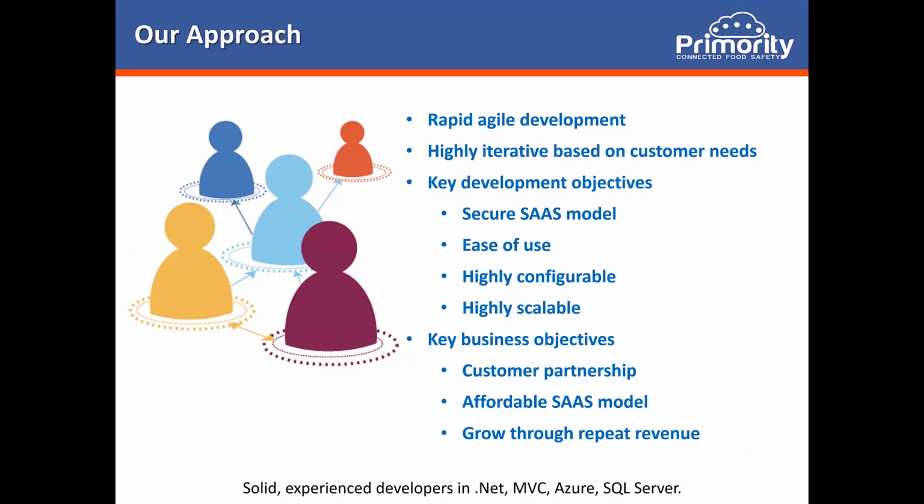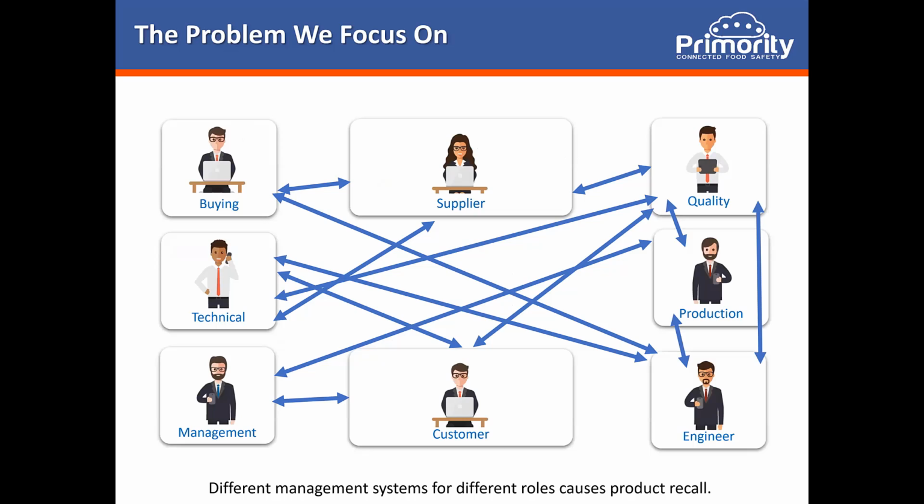A couple of points, I'm not going to bore you too much with this. Our approach is that we're not about out-of-the-box software. It's all about an iterative approach based on customer needs. And again, that's what we're trying to do today with the scored audit side of things. Our key development objectives are to be a secure software as a service model, to be easy to use, highly configurable, and scalable. And we work very closely with our customers. So this is the problem that we focus on in any food company, and indeed across the food supply chain.